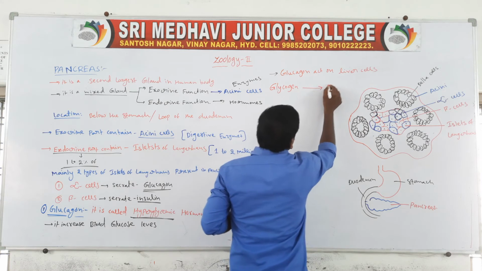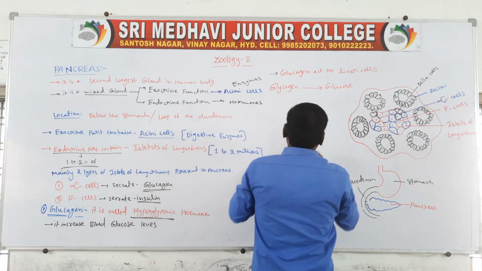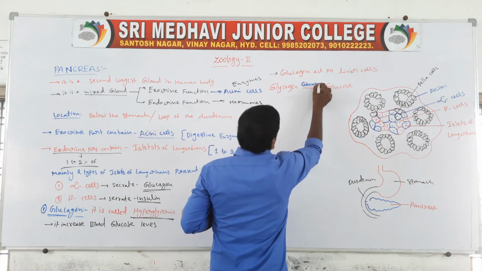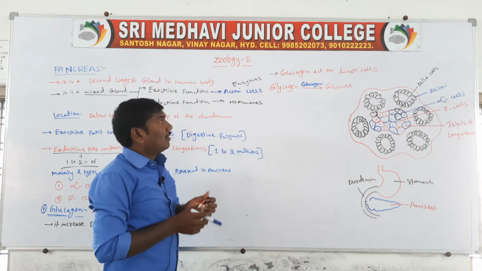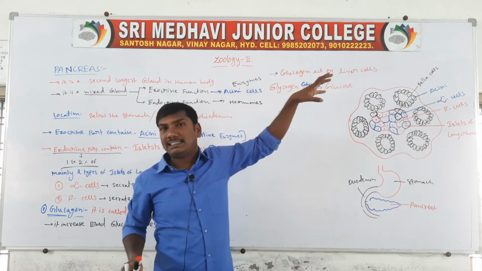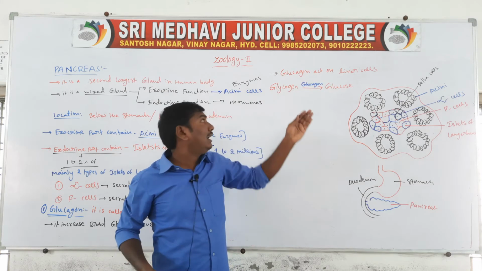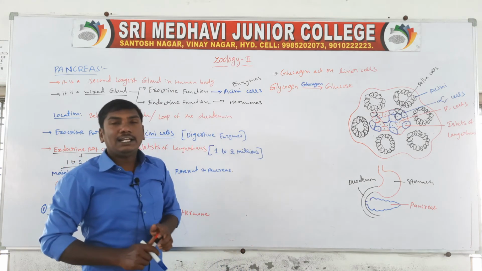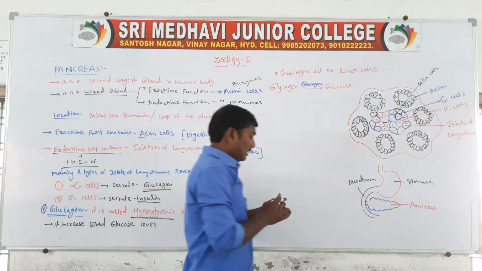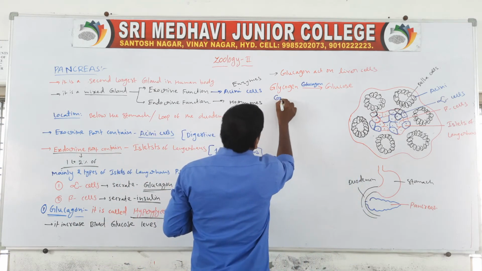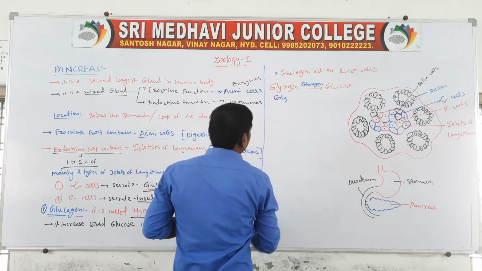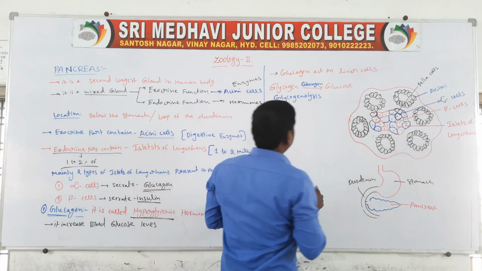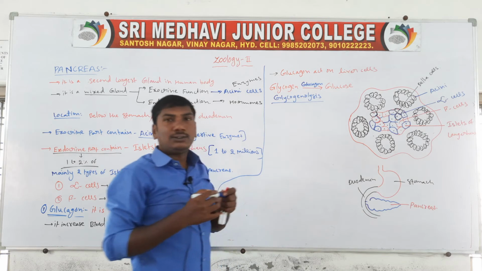In the presence of glucagon, the hormone acts on the liver cells, and glycogen is converted to glucose. This process is called glycogenolysis. Glycogenolysis means glycogen is converting to glucose.